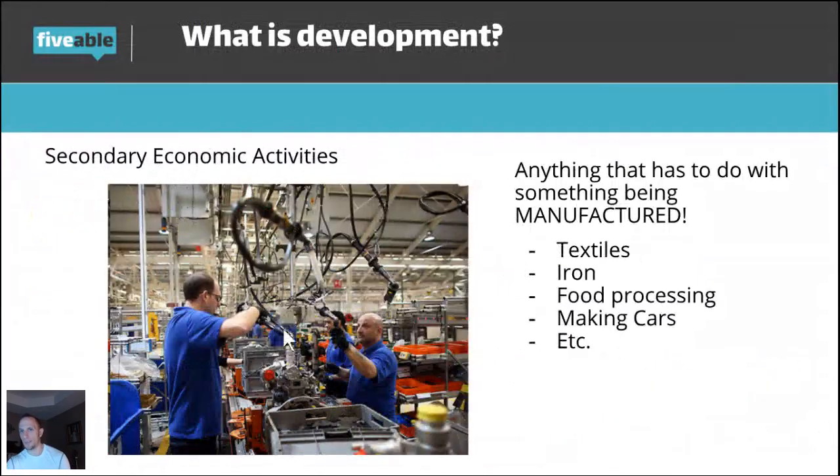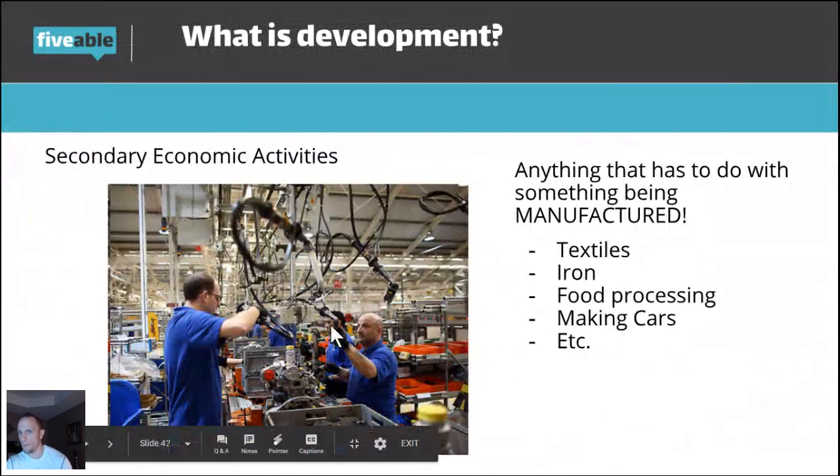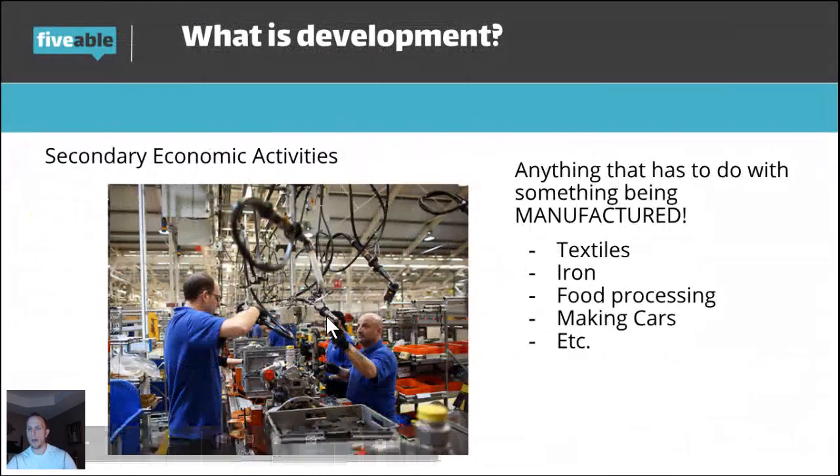And this is some pretty sophisticated manufacturing. I'm not sure what they're making. It looks way too techy for me. But anything where you take something and make it into a manufactured finished product, that's going to be part of the secondary economic activities. Textiles, iron, food processing, making cars, you name it.